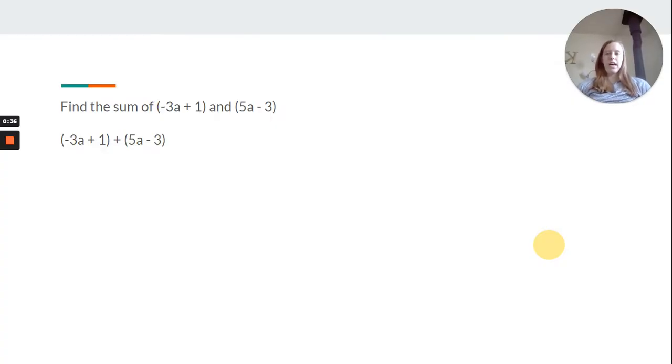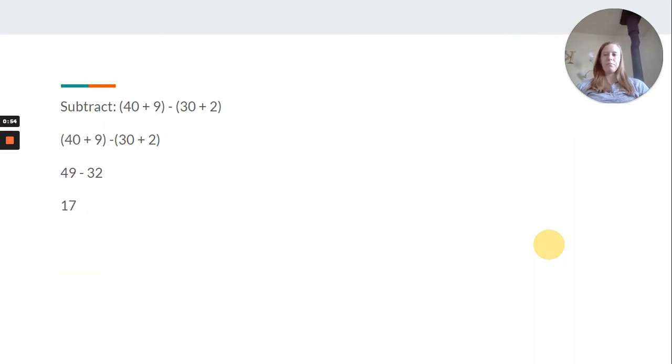So we first looked at kind of beginning algebraic type things. So find the sum of negative 3a plus 1, 5a minus 3. So we combine like terms. Negative 3a plus 5a is 2a. 1 plus negative 3 is negative 2. So we have 2a minus 2.